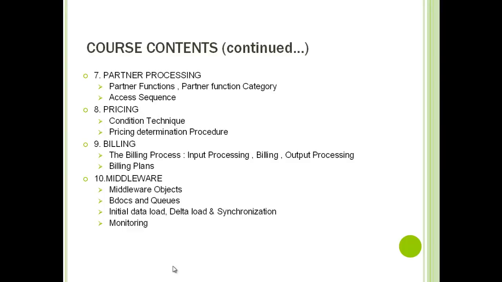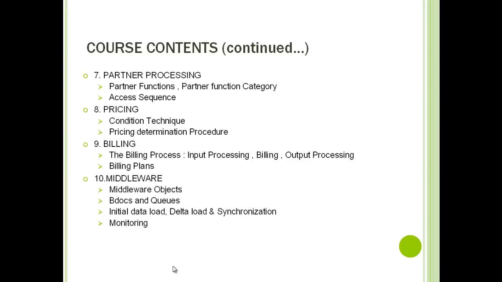So we'll start with what a partner function is, what a partner function category is, what an access sequence or search strategy is, and how we can determine partners automatically. Then we'll look into pricing. We'll look at what the condition technique is and how the pricing determination takes place. Then we'll move on to billing. We'll see the entire billing process, which consists of the input processing, the billing, and then output processing. We'll see what billing plans are.